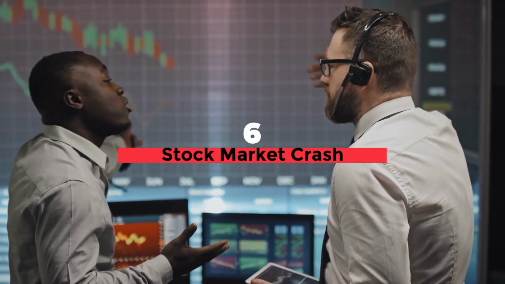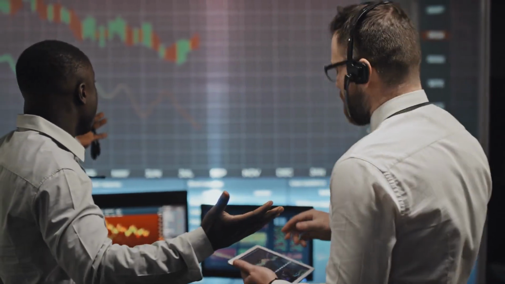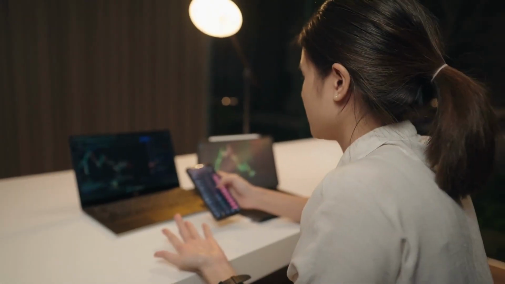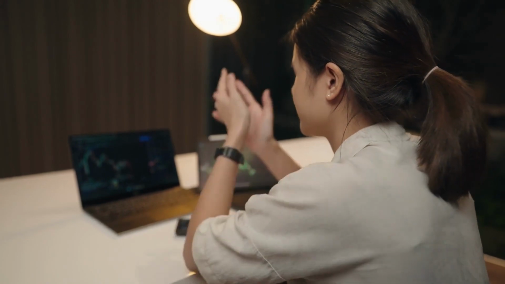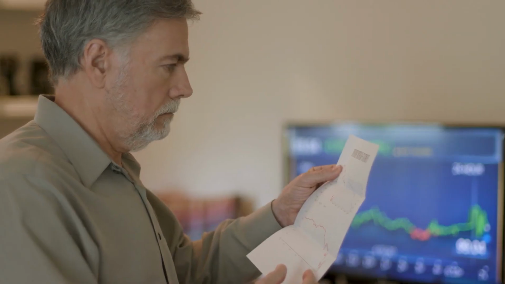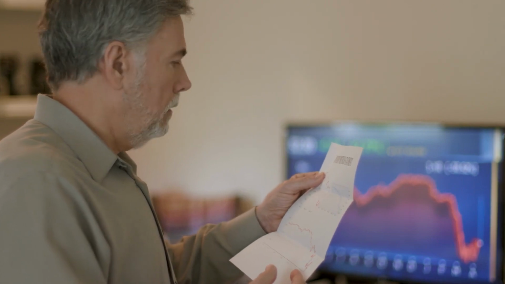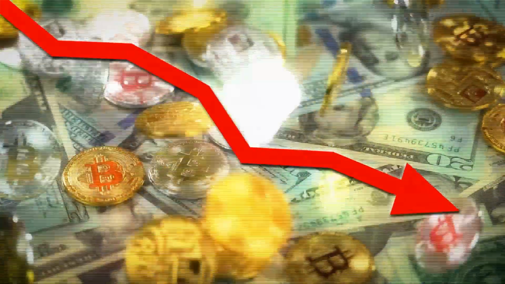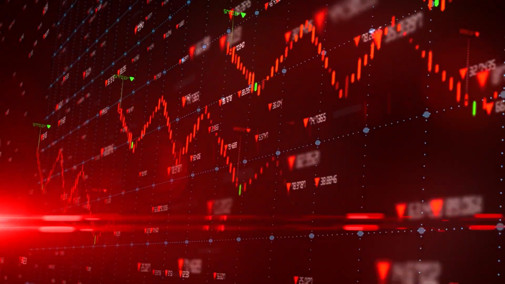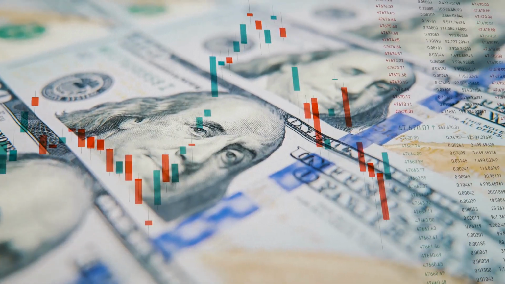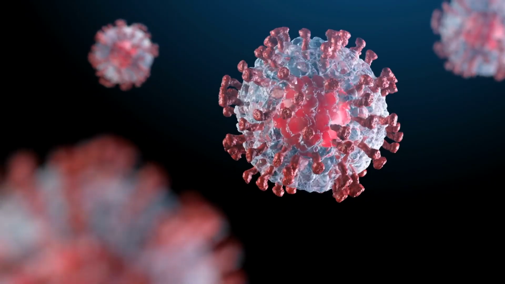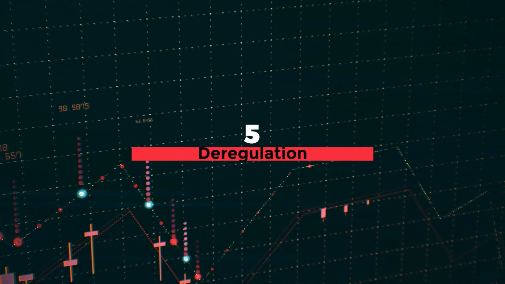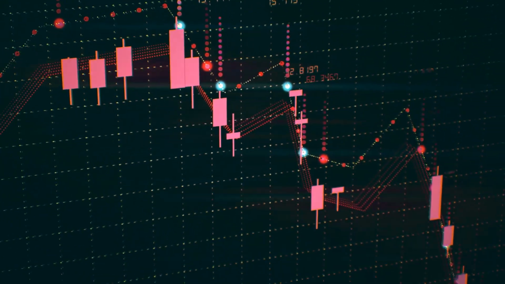Number 6. Stock market crash. A recession might result from a stock market meltdown. Investors frequently need more money to invest in enterprises as stock prices fall. Layoffs or hiring freezes may result if businesses need to raise funds for expansion and running expenses. Some of the most significant stock market crashes in American history occurred right before a downturn in the economy. These include the Black Tuesday stock market crash of 1929, the financial crisis of 2008, and the COVID-19 related short-term slump.